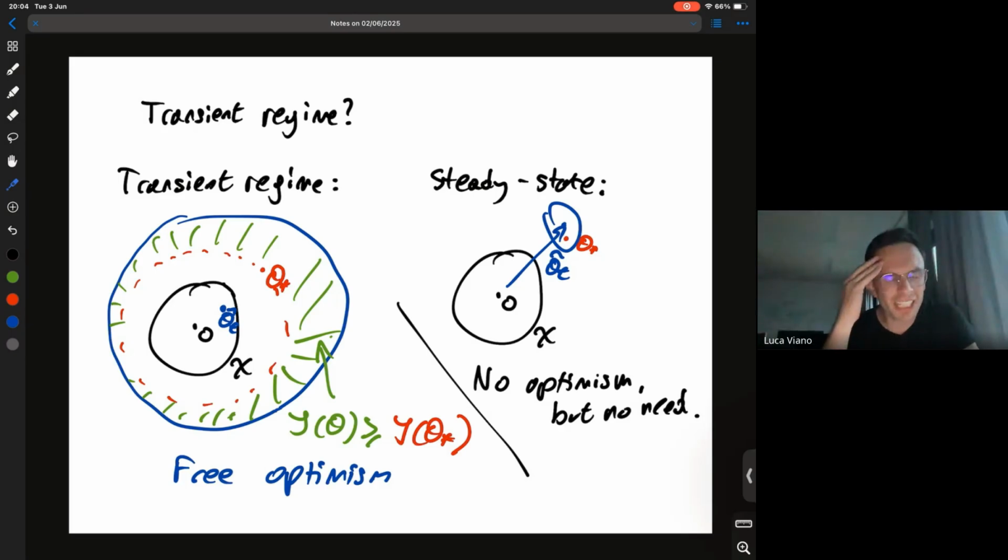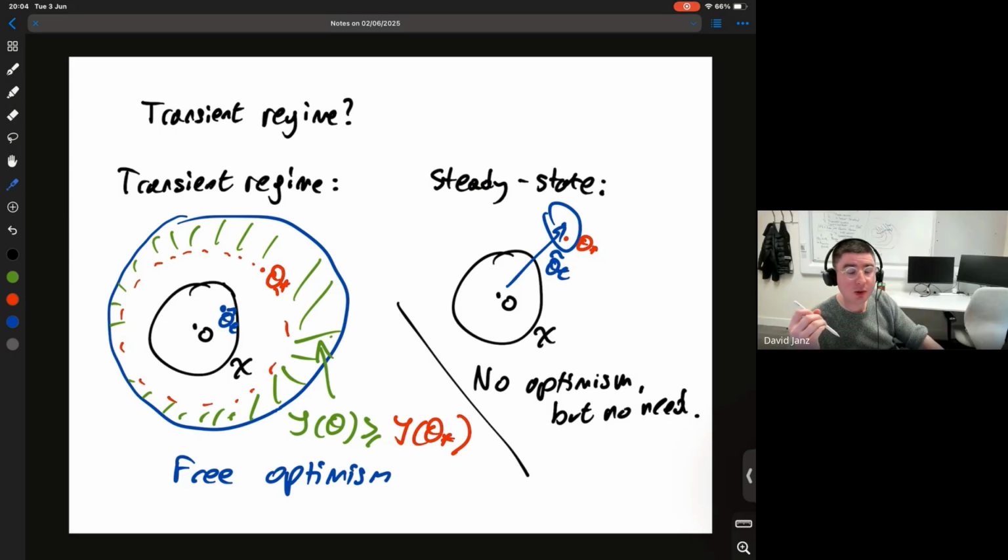Yes, I was wondering if you can give some intuition why theta star cannot be on the border of the confidence ellipsoid in the transient regime. Why is it true that you have this green space? No, it could very much be on the border.